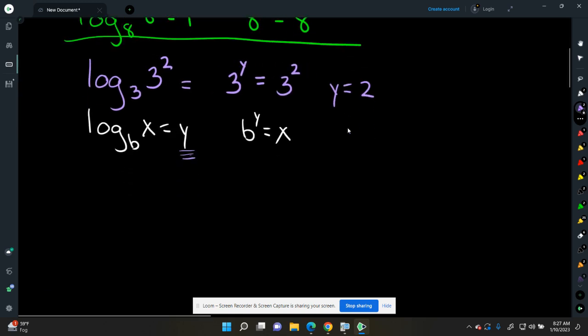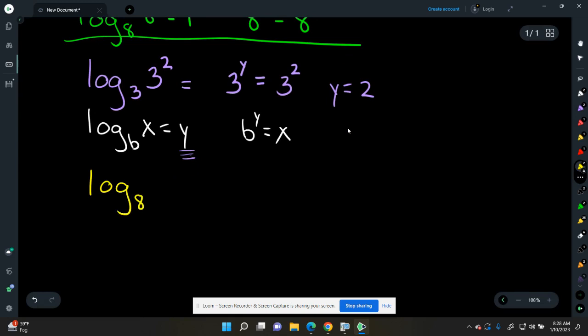Okay. Let's look at another example. Let's look at log base 8 of 8 to the 4th. So let's use our definition to put it in exponential form. So we've got b, and what's b? 8 to the power of y equals x, and what's x? 8 to the 4th. So what does y equal? 4. Okay.